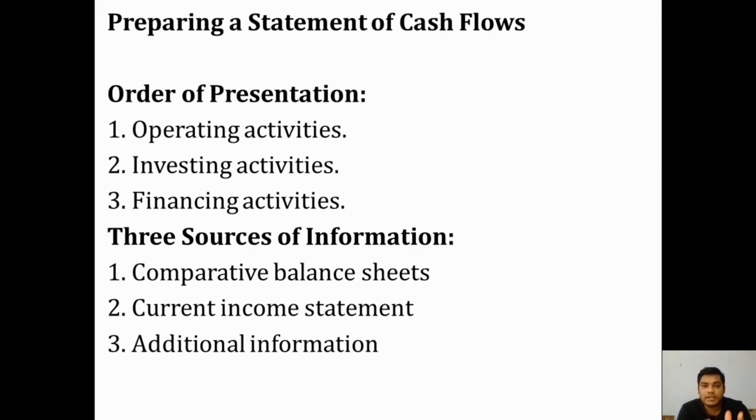So for preparing this cash flow statement, from which sources can we collect the information? There are three sources from which information can be collected. The first source is comparative balance sheets. From the comparative balance sheets, we receive the information for preparing cash flow statement. The second source is the current income statement, or else on the basis of additional information also we can prepare the cash flow statement.